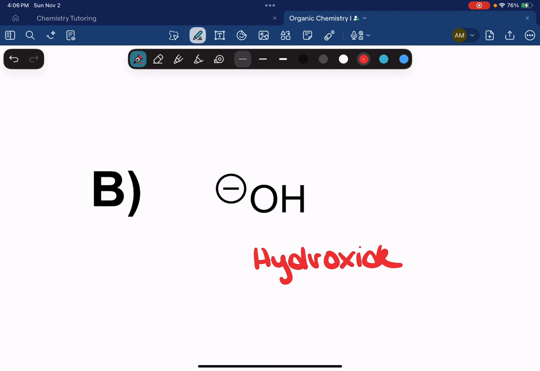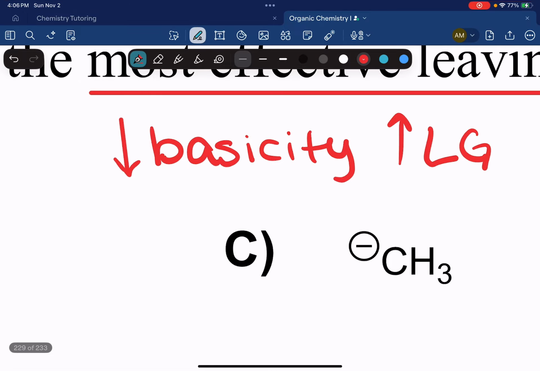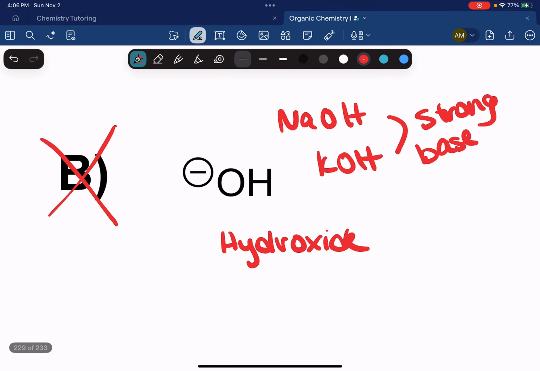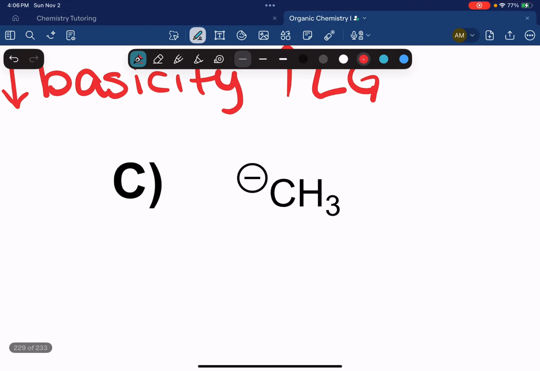Hydroxide. That is a base. That is a strong base. You've got NaOH, KOH. These are strong bases. But I said as basicity goes down, leaving group ability goes up. So this would be like a number 1 base, which would make it a horrible leaving group. Negative CH3. Methane. Not really a good leaving group. It's going to want to join something because carbon doesn't like being negative. So why would it pop off?